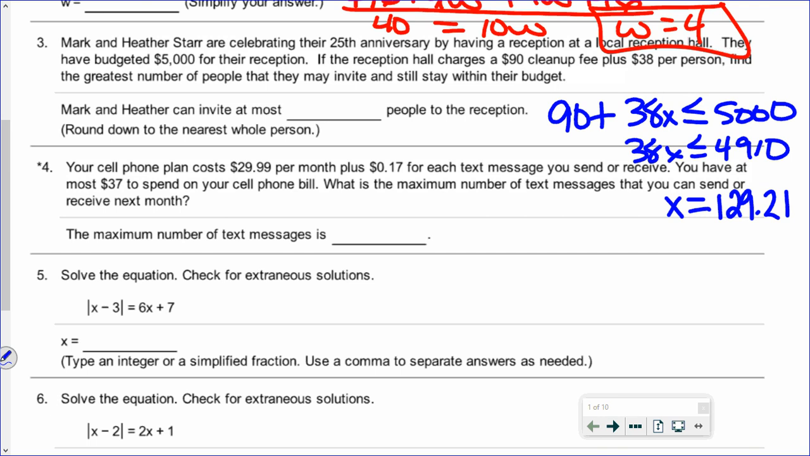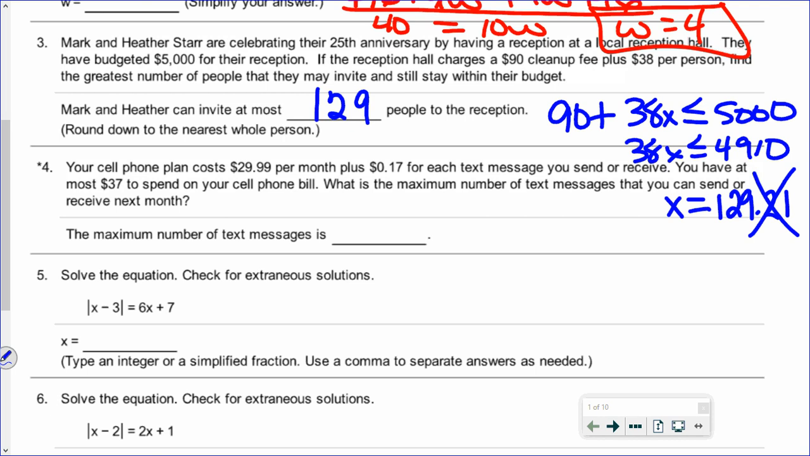Can I have 0.21? Why? I'm going to invite 129 people plus 0.21 of another person. How can I invite just 0.21 of another person? It doesn't count. So therefore we can't. What that means is I can only invite 129 people. Okay? Do we get that? I literally cross off the decimal and I'm rounding down. Okay? Do we get that? Yes or no? I promise you it'll be on the test.